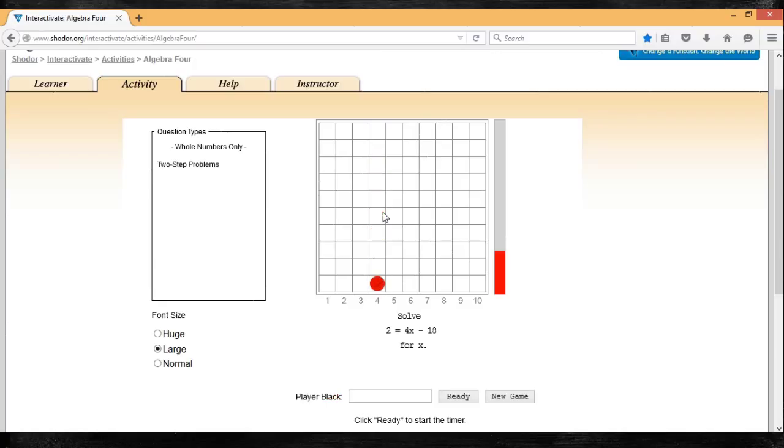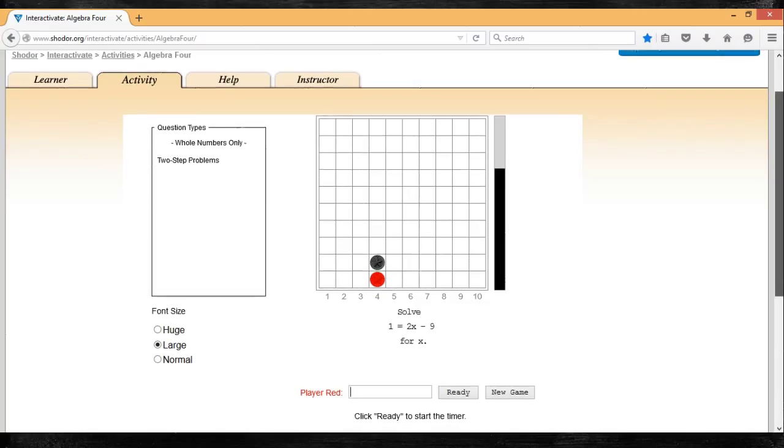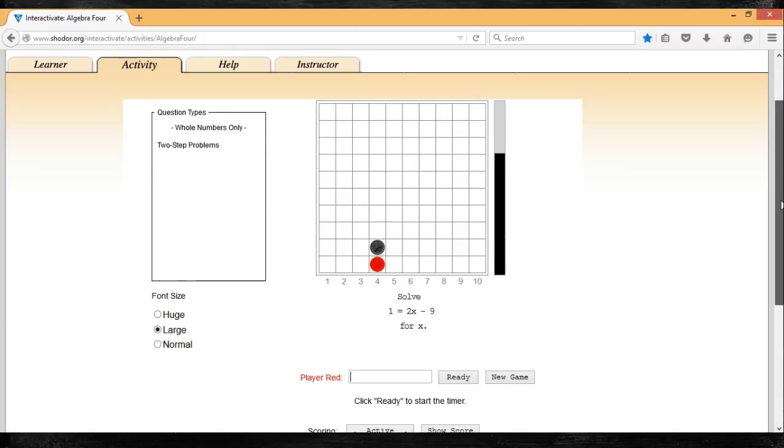Once you get 4 in a row, that player wins. There's 2 players, red and black. So I'll go ahead and answer for black. Add 9, you get 10. Divide by 2, you get 5. And so as you can see, it's kind of like a two-sided game. So you can have students work one-on-one against each other, or even a pair against a pair. Kind of get that competition going.